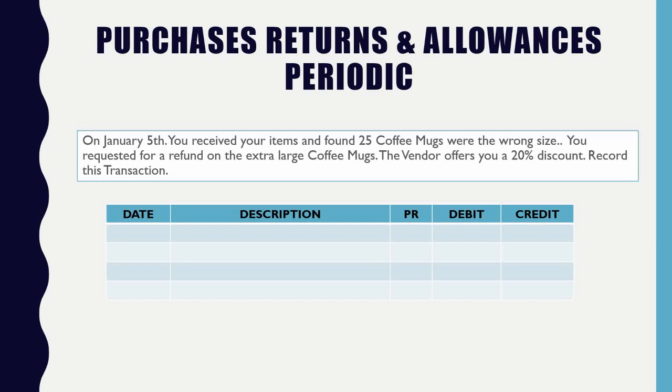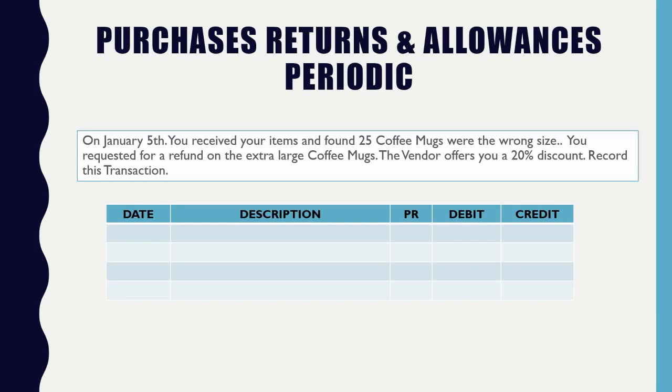We're attempting to return the items, but they kind of convinced us to not give back the whole thing, but to keep the items and tack on an additional discount. So in this case, that's going to be considered an allowance. It would still go under accounts payable for January 5th. Correct. That would be for the 625. So it's going to be 20% off of the 25 cups.